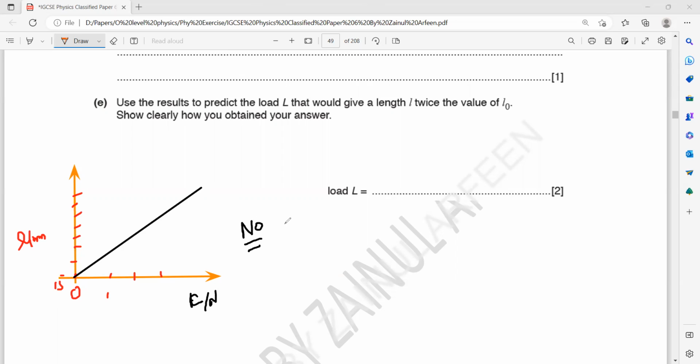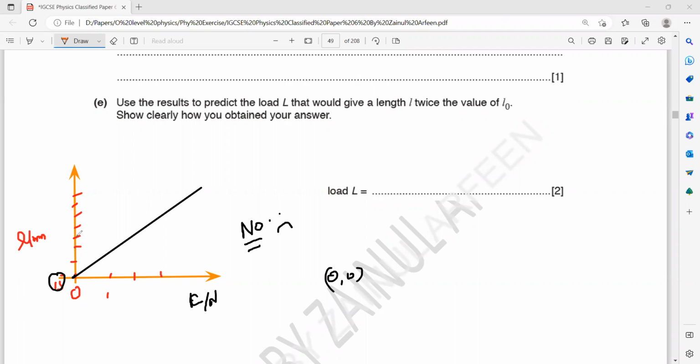We'll say no. But why will we say no? Because origin does not mean this point. Origin means 0 comma 0. The first point here is 15 and 0, so it's not the origin. If there is a point on the line which is 0 comma 0, then we will say yes, it is directly proportional and starting from the origin.